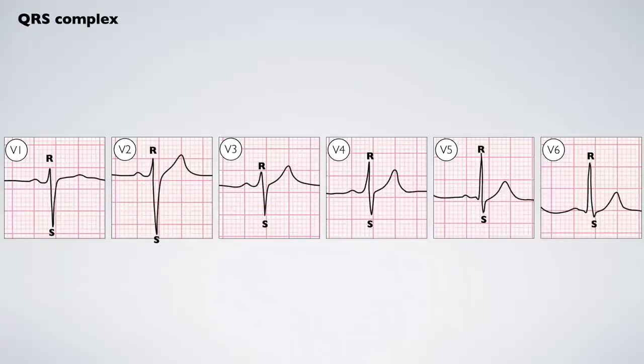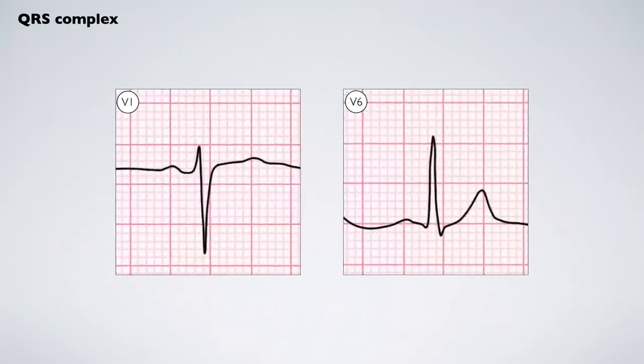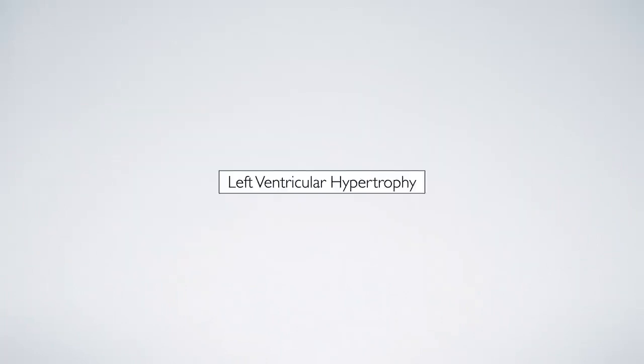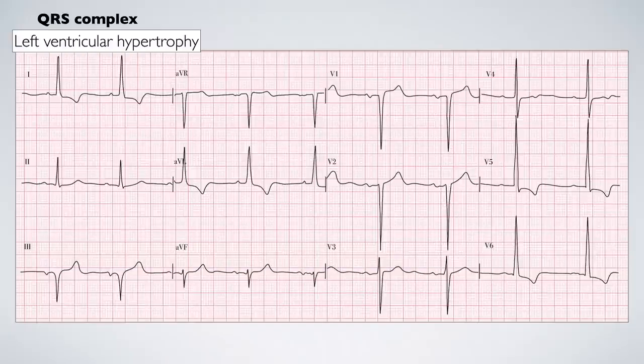Let's take a look at some diagnoses. To do this, we'll focus on V1 and V6. First up is left ventricular hypertrophy. This is characterized by thickening of the left ventricular muscle. The thickened muscle generates a larger electrical charge.